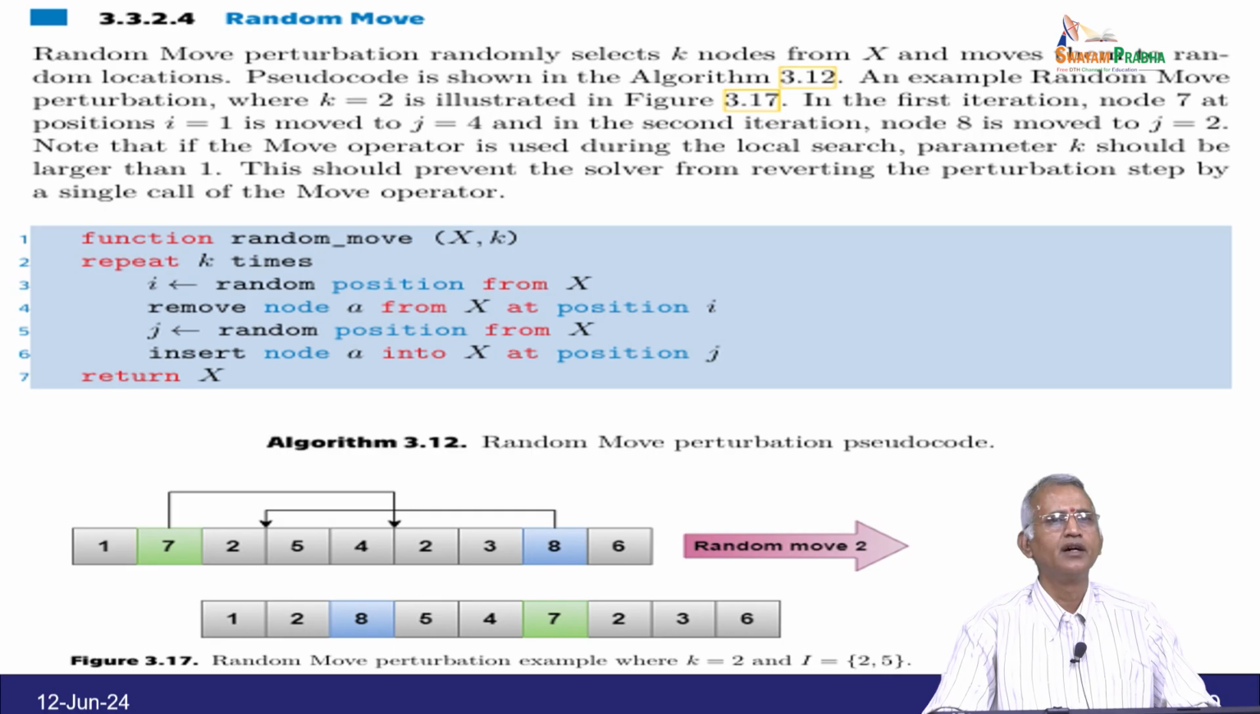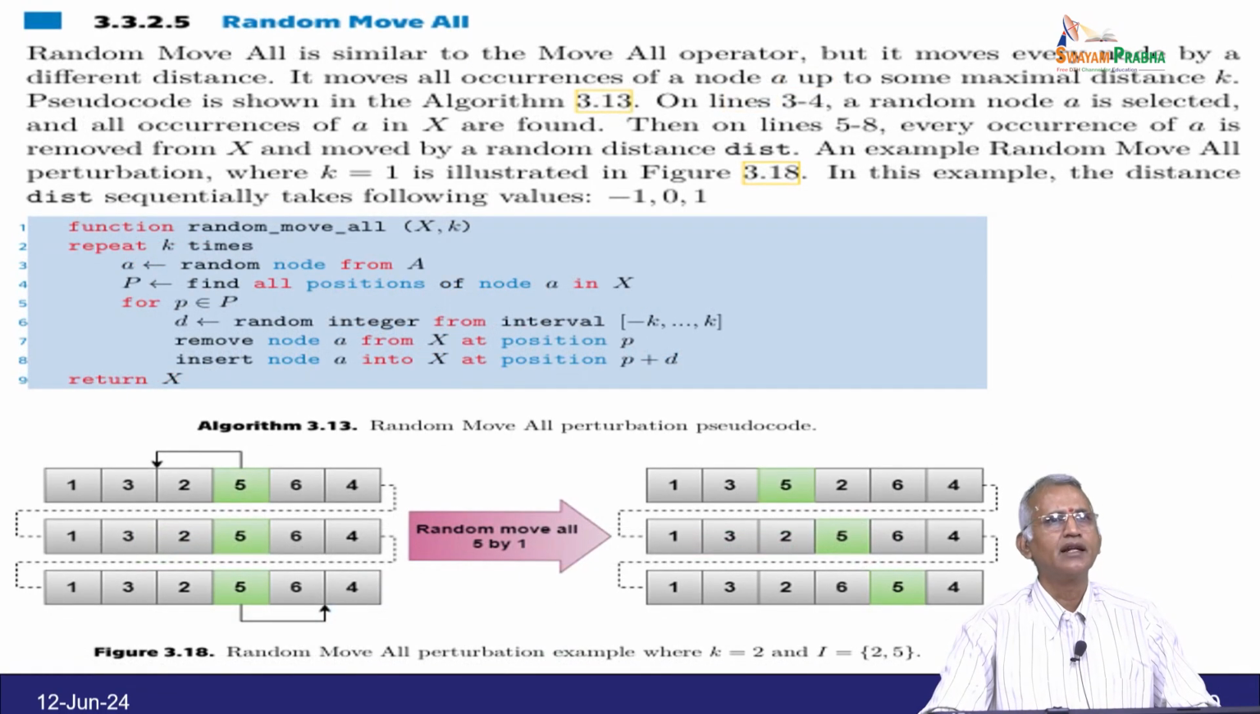And note that if the move operator is used during the local search, parameter k should be larger than 1. So, this should prevent the solver from reverting the perturbation step by a single call of the move operator. Next, random move all. So, random move all is similar to the move all operator, but it moves every node by a different distance. It moves all occurrences of a node A up to some maximal distance k. Pseudocode is shown in the algorithm 3.13.